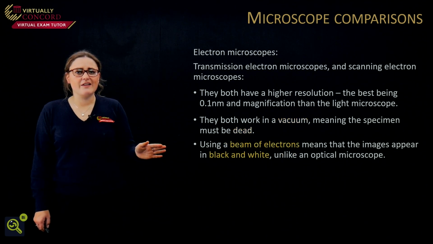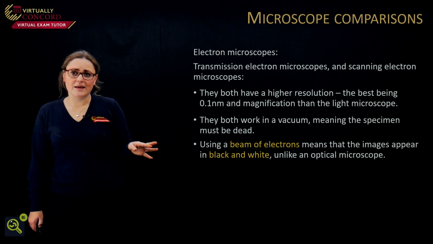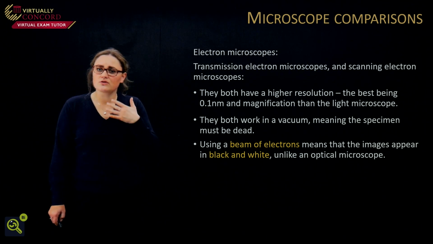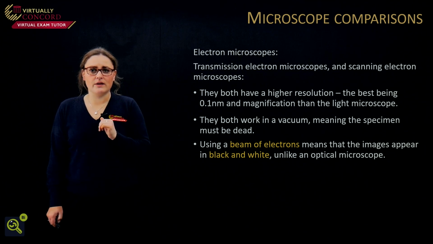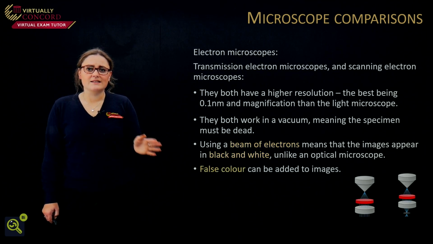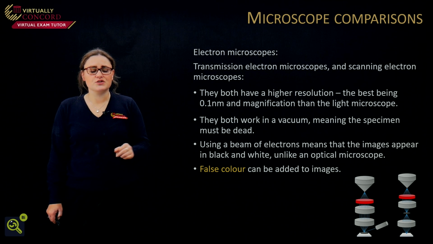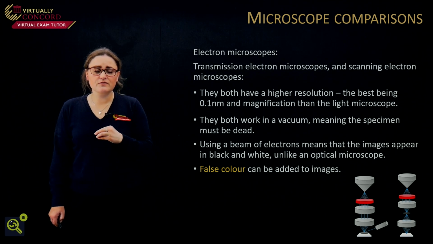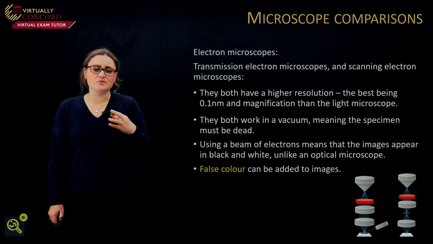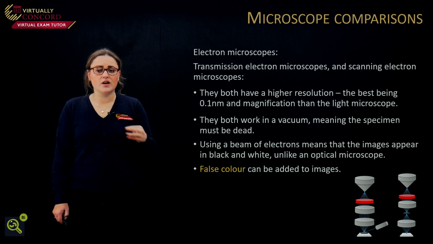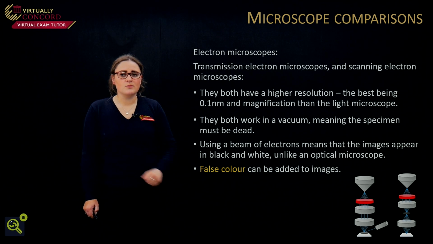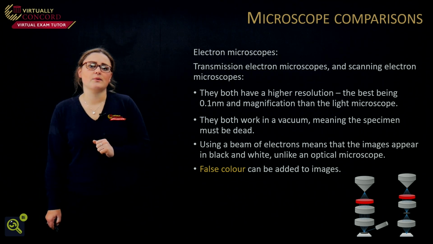Using a beam of electrons means that the images are going to appear in black and white. They are detected and put onto a screen. It's not like we use our eyes in the same way with an optical microscope. False colour can be added to the images. You might have seen a lot of electron micrographs before of brightly coloured objects. However, this is false colour, so colour that we have added after the event. So there are 2 images at the bottom of the 2 types of electron microscope that we're going to have a look at.